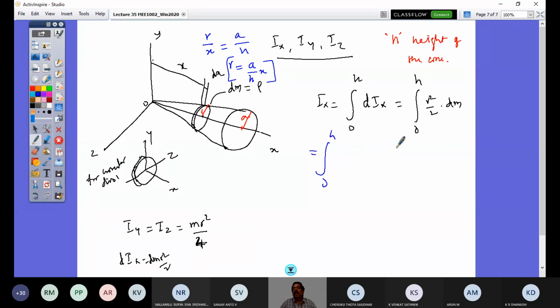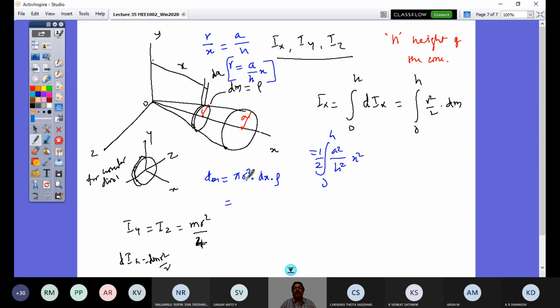So I have to replace this in this integral, 0 to h, r squared by 2. So 1 by 2, let me take it out. And it is a squared by h squared into x squared and dm. So what is dm here? It is this area, pi r squared into dx into rho. So pi r squared into dx is volume, into rho is what is dm.